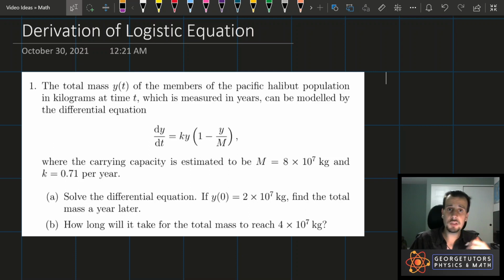The k value is a rate that is given in units of inverse time. It could be something like inverse years, inverse seconds, etc. And the m is the carrying capacity, which is again the limit to which your population can grow.